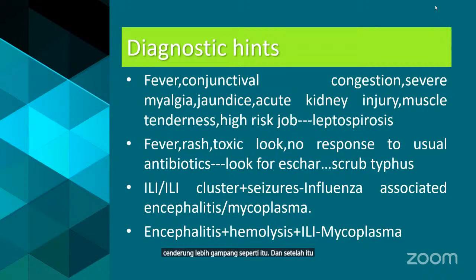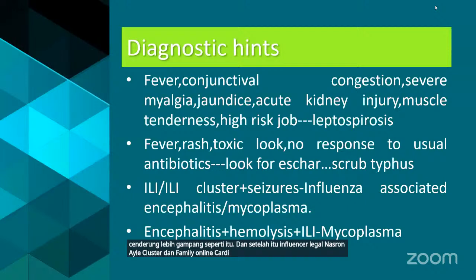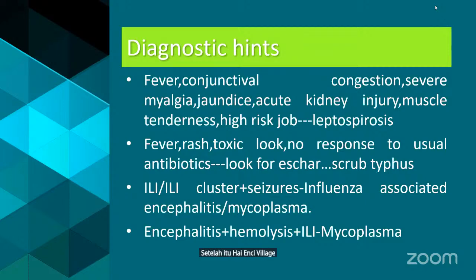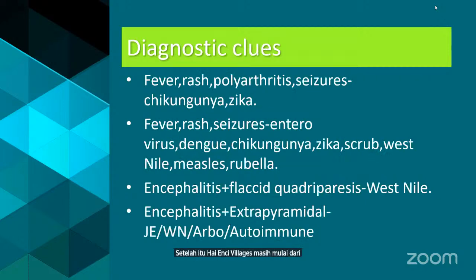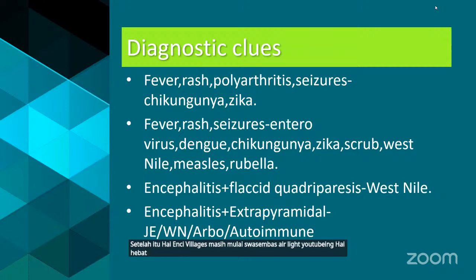Influenza like illness or an ILI cluster in the family or locality plus seizures. We need to think about influenza associated encephalitis or mycoplasma encephalitis. Encephalitis plus hemolysis plus ILI. Need to think about mycoplasma. Fever, rash, polyarthritis, seizures. Chikungunya is a well-known cause of encephalitis, especially during the outbreak season. Zika also, just like chikungunya, can present with fever, rash, and polyarthritis and can present as encephalitis.